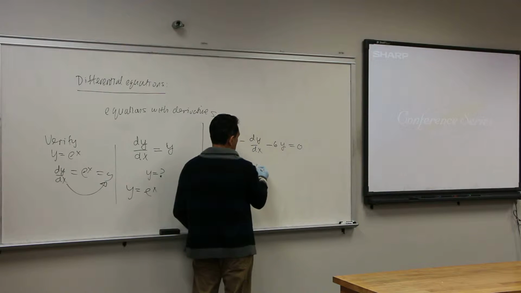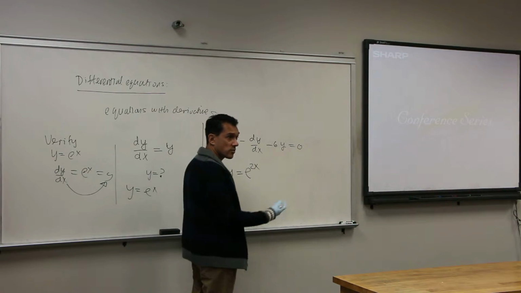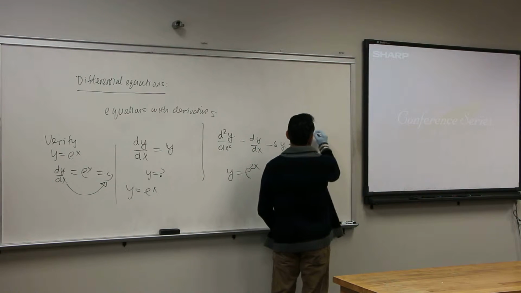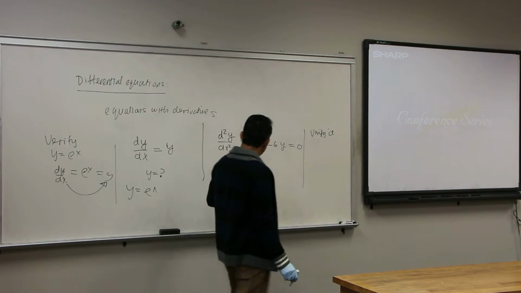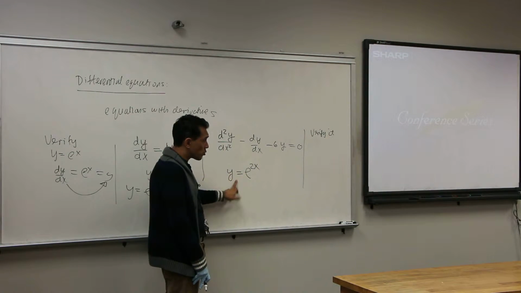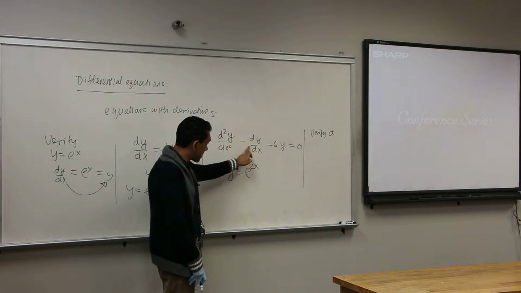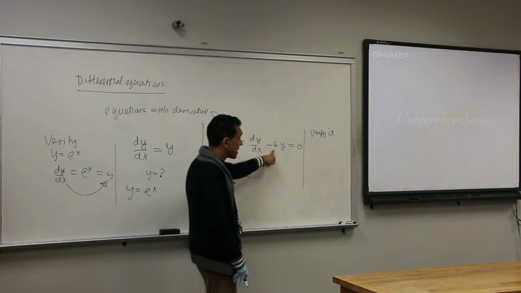There are two solutions. One is e to the 2x. You don't believe me? I should verify it. Let's verify it. So how do I verify it? I have to differentiate it twice, differentiate it once, subtract the derivative once, and then subtract 6 times it.